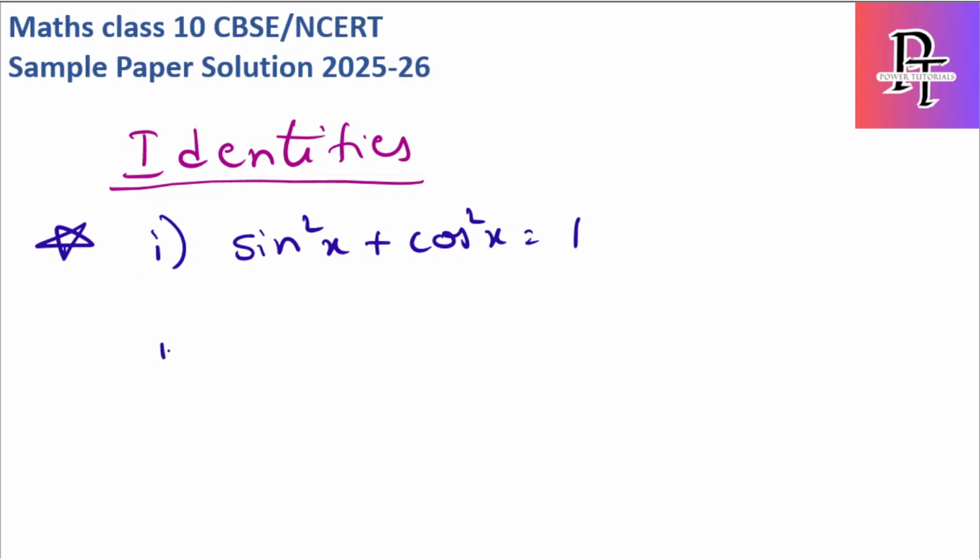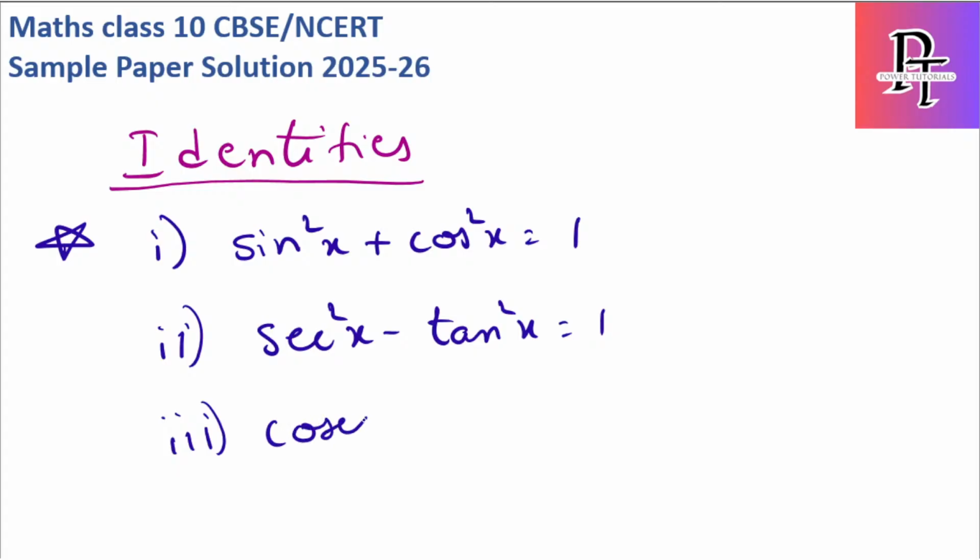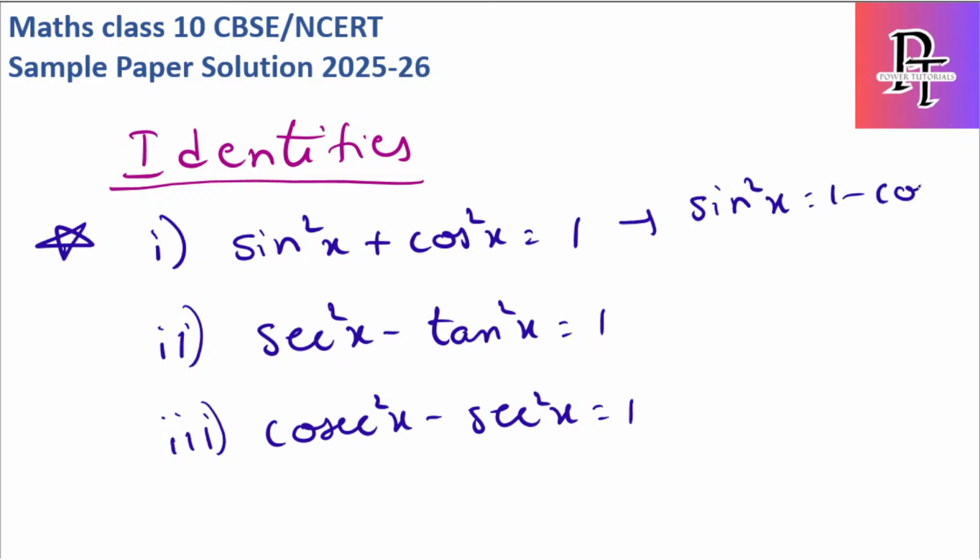The second one is secant square x minus tan square x is equal to 1. And the third one is cosecant square x minus cot square x is equal to 1. I will tell you how to derive these two from the first one. From the first one, I will move cos square x to the right side. I will get sin square x is equal to 1 minus cos square x.